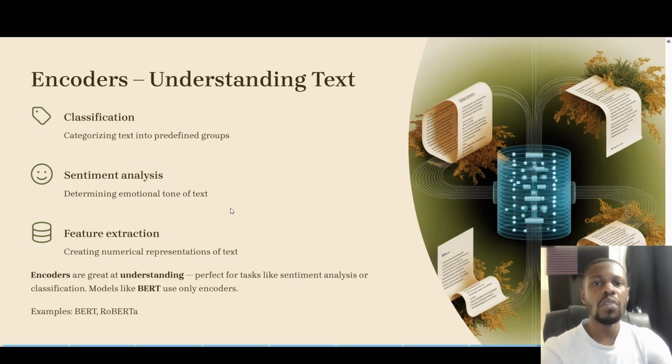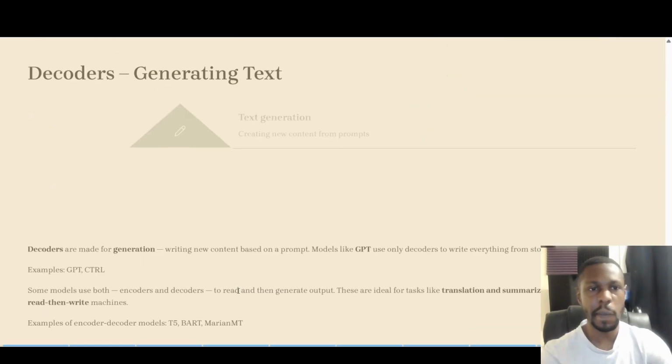Okay, so not all models use both encoding and decoding. Some use only encoding, some use only decoding, for example, but the more advanced ones tend to use both, like the most recent versions of ChatGPT, for example. Encoders are great at understanding, so they're perfect for tasks such as sentiment analysis or classification, and models like BERT use only encoders. We'll take a look at some of these later.